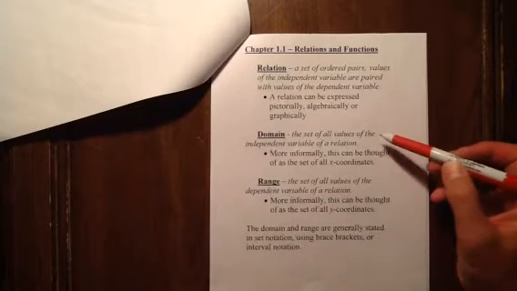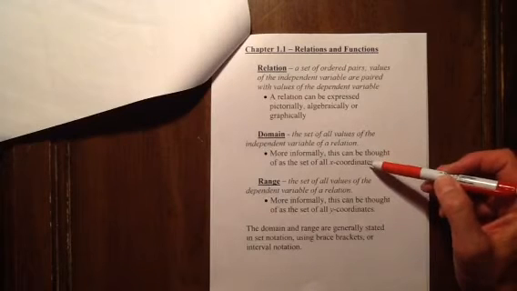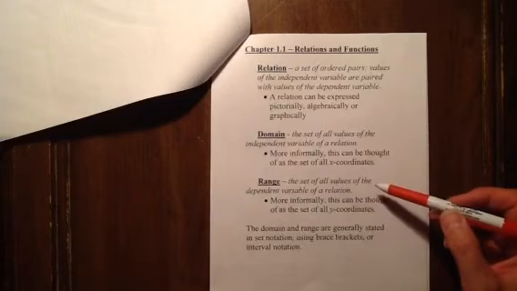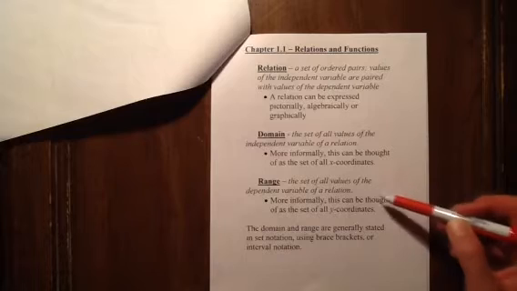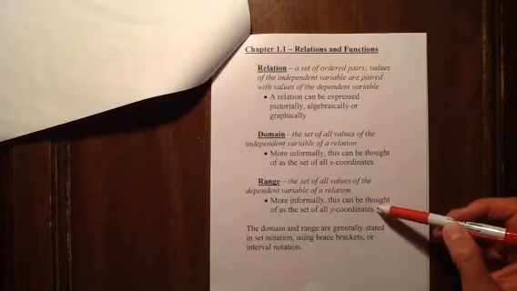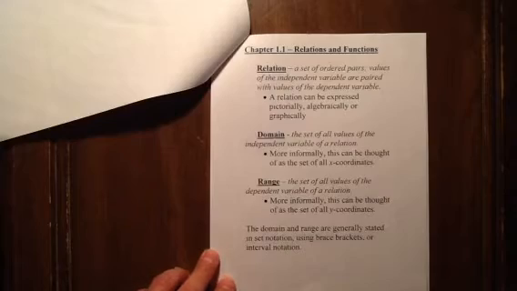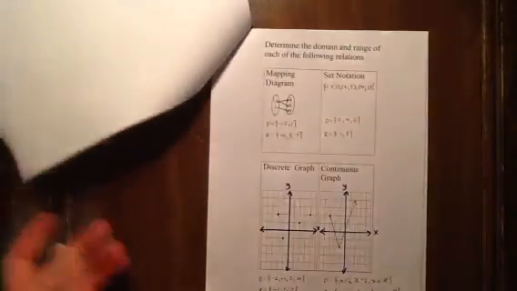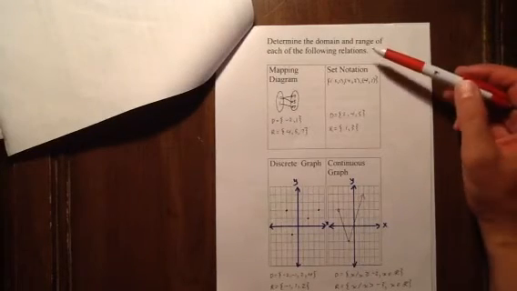A domain is the set of all the values of the independent variable of a relation. So in other words, all the x coordinates, all the possible values. And a range is the set of all values of the dependent variable of a relation. So for instance, that is the set of all possible y values, the y coordinates. And the domain and range are usually stated in either set notation using brace brackets or interval notation. We're going to focus on set notation for this note. What we're going to do now is determine the domain and range of each of the following relations.